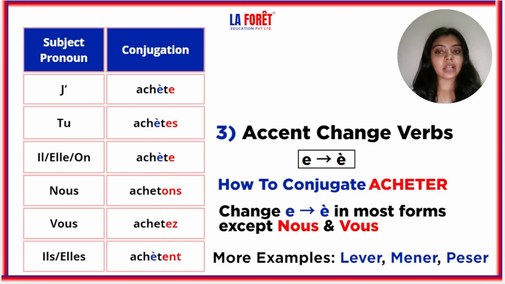Now the third is the accent change verb. In this, you can see that हमने खाली ई नहीं लगाया है इसमें, हमने ई विद एन एक्सेंट लगाया है ना, accent लगाया हमने यहाँ पे. So it will be j'achète. To make the pronunciation, we use this.